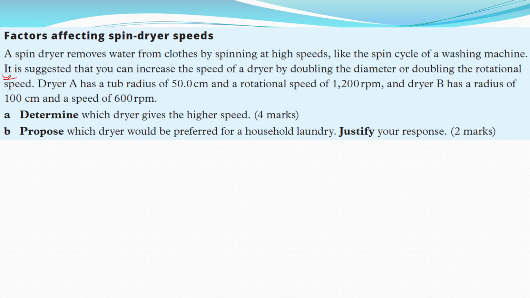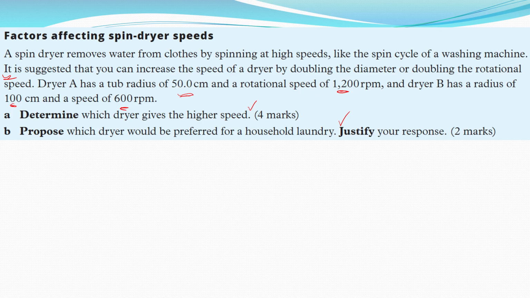Dryer A has a radius of 50 centimeters, 0.5 meters, and it does 1,200 revolutions per minute. That's not a period. In 60 seconds, it does 1,200 revolutions. So you need to work out the period. Dryer B, we've got double the radius, so it's a much, much bigger machine, traveling at half the speed. Okay, so determine which one's got the highest speed and which one's going to work best for our household laundry.